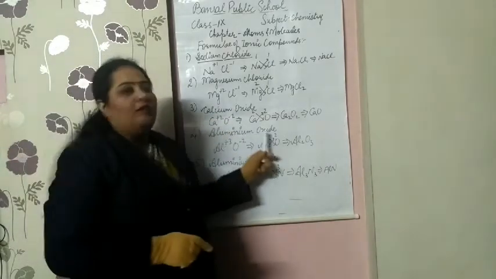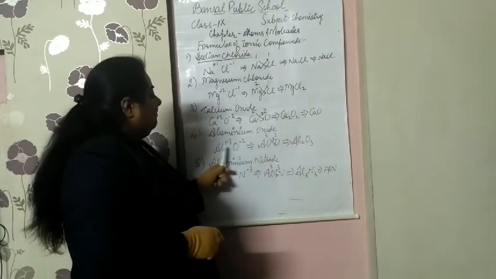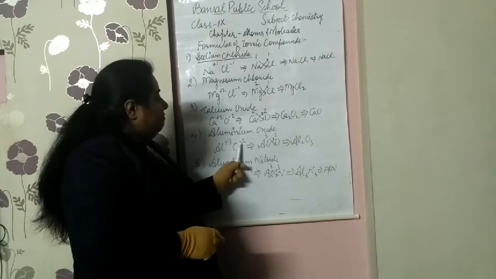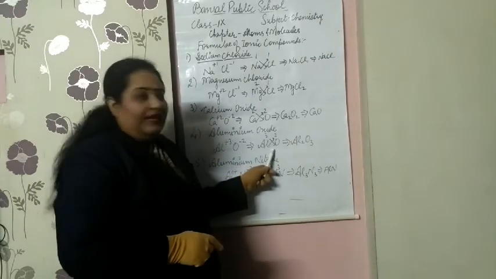Next is aluminium oxide. Aluminium has valency +3. Oxygen, -2. Again the symbols are written.